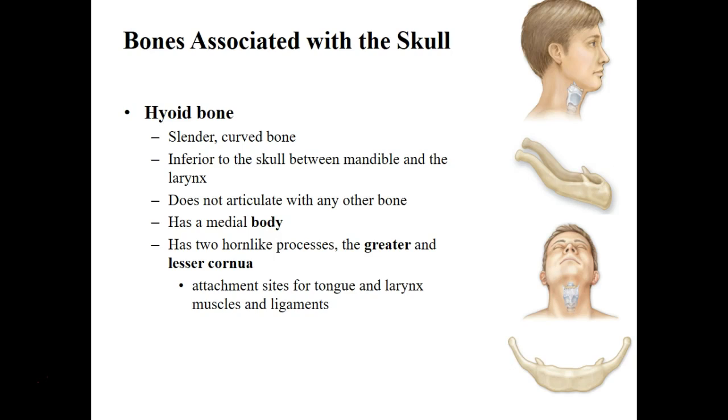The hyoid bone is a very small bone located just inferior to the mouth. It's above the larynx, so you can see the larynx right here. There's your hyoid bone. The hyoid bone is the attachment site for our tongue, as well as for the muscles of the larynx, as well as ligaments that help to hold bones to bones. The hyoid bone is the only bone of the body that does not articulate with any other bone.